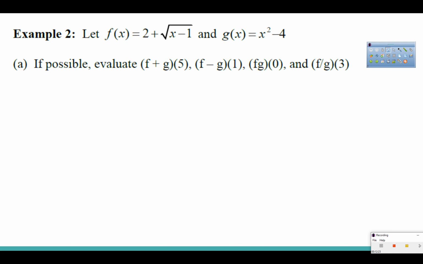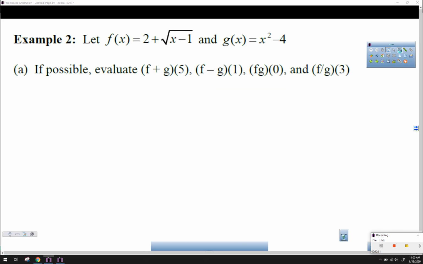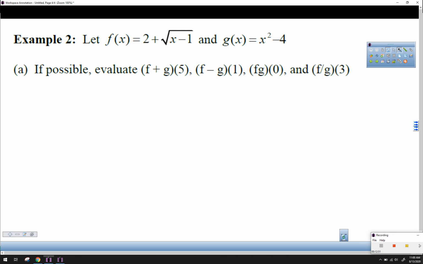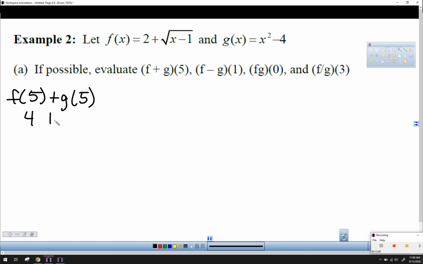All right, so for part A, it says evaluate f plus g of 5. That simply means f of 5 plus g of 5. Well, f of 5 would be 5 minus 1 is 4, square root of 4 is 2, 2 plus 2 is 4. g of 5 would be 25 minus 4, that would be 21, so that should give me an answer of 25.